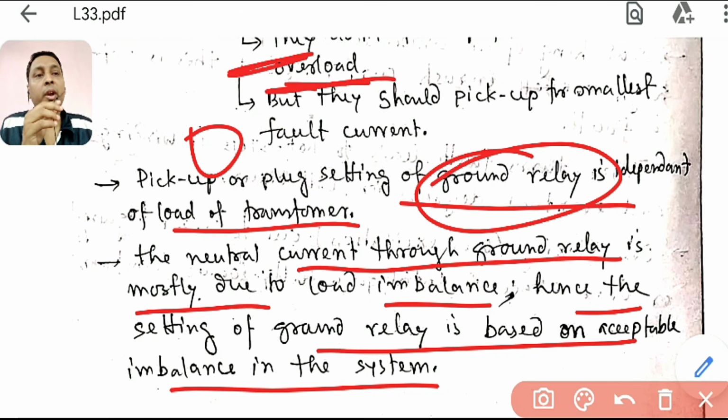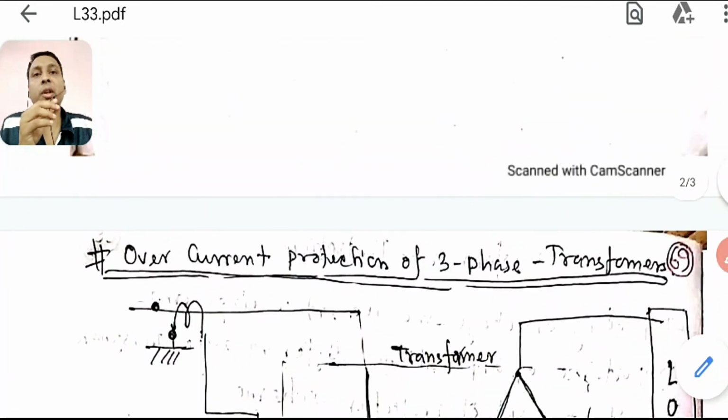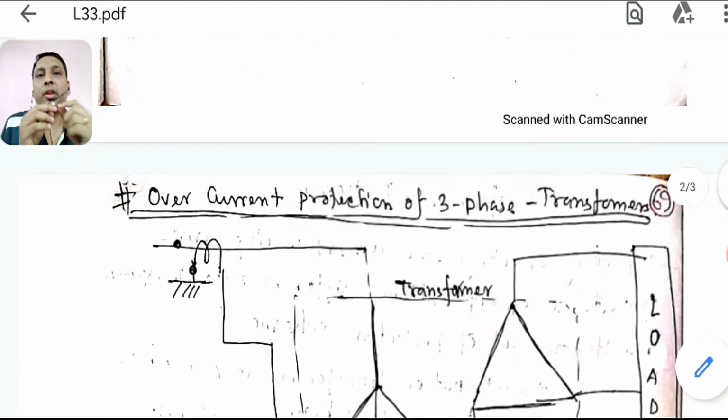Okay, that's all for overcurrent relay, and that's all for today. Next we will implement a differential protection scheme in the transformer.